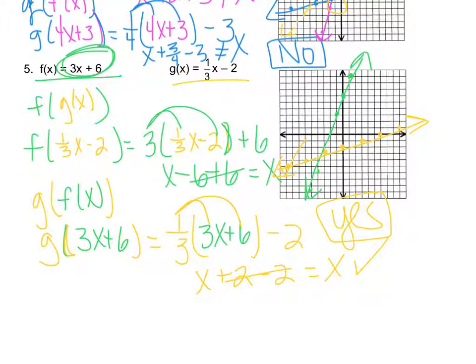And then drawing my y equals x line. Notice they do intersect on the line y equals x. You could also check your points, make sure that they're flipped. So this would be a function. So this is how you can determine algebraically if you're given two functions if they're inverses. So algebraically and then graphically.